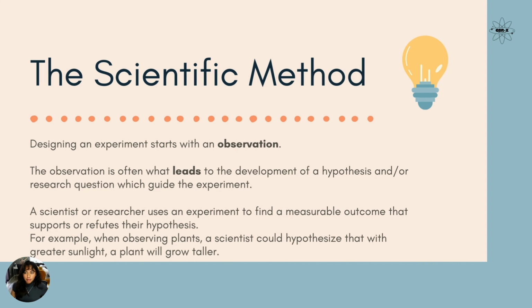Humans are great at seeing patterns. We're very perceptive of when something's different or some certain phenomenon is going on and there's a pattern occurring. The purpose of the research and the goal of your experiment is to find the why of this happening. A scientist or researcher uses an experiment to find a measurable outcome that supports or refutes their hypothesis. The thing that they got interested in, they're trying to find some measurable evidence to help support their hypothesis, or what they think is going to happen. For example, when observing plants, a scientist could hypothesize that with greater sunlight, a plant will grow taller.